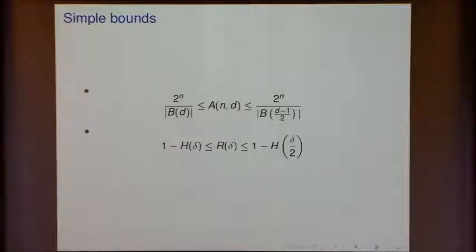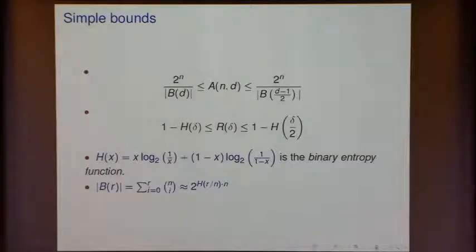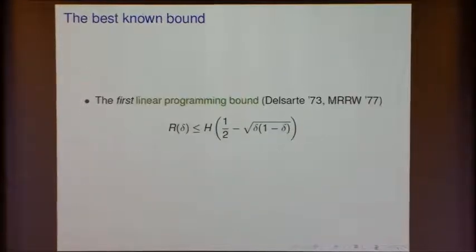So taking logs of this, we get these bounds on the exponent. This is between 1 minus the binary entropy of delta and 1 minus the binary entropy of delta over 2, where this is the definition of binary entropy, which everybody knows, of course. And we use the fact that the cardinality of the Hamming ball is 2 to the entropy of its radius over n times n, up to negligible factors.